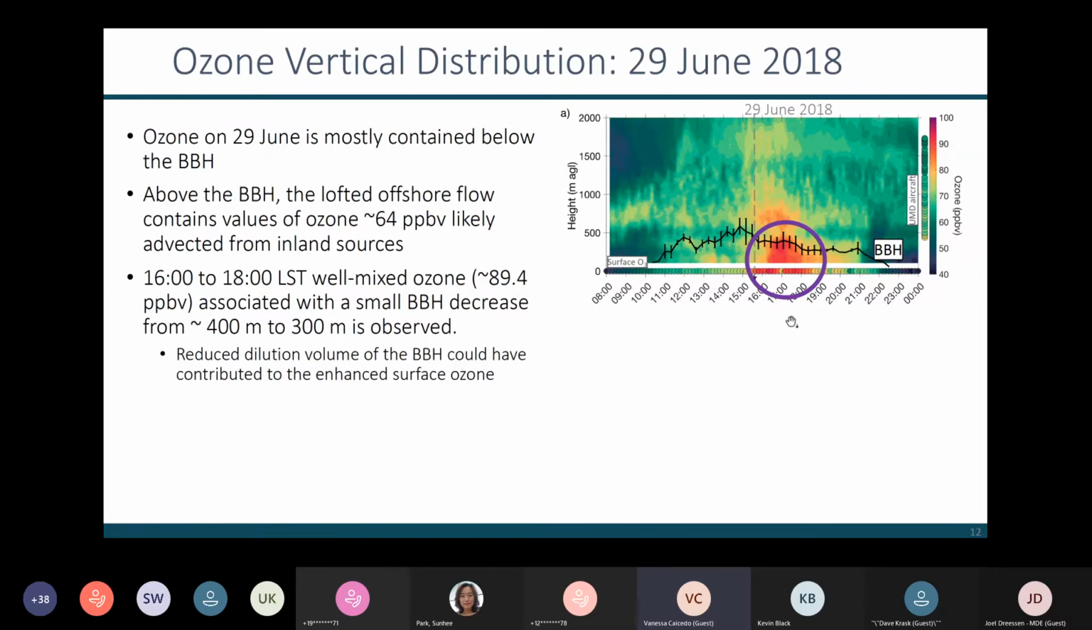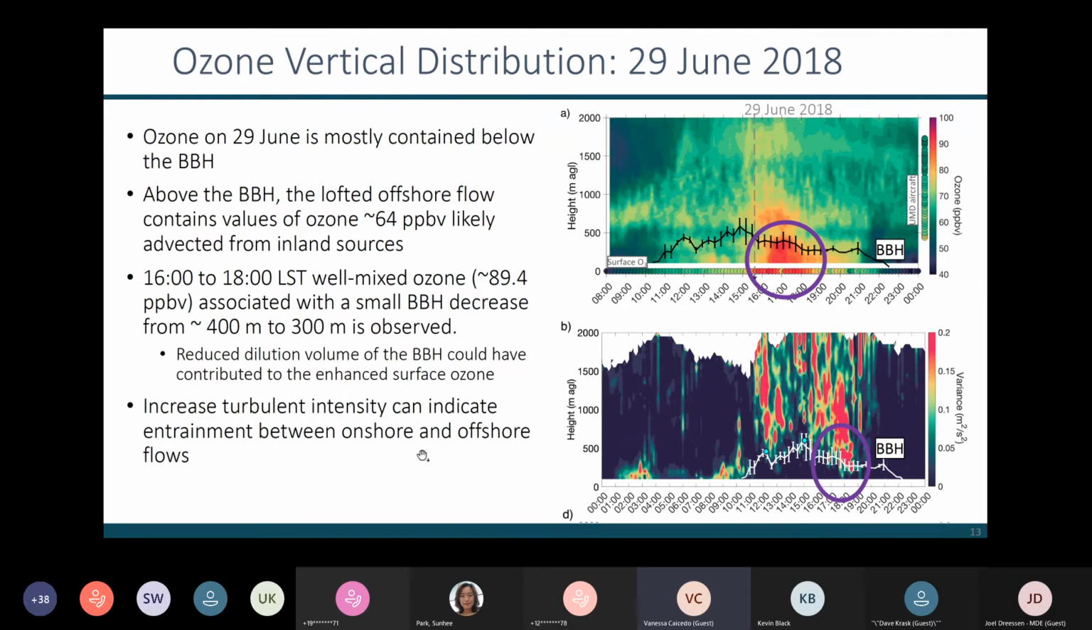Around 16 to 18 UTC, we see that the ozone is pretty well mixed through the surface through the Bay Breeze height. But we also see that corresponds to the highest surface ozone, at the time where we're actually seeing a decrease in the Bay Breeze height. So could that be an indication of a factor contributing to the high ozone? If we start reducing that volume, kind of closing that box, as John mentioned earlier, could we be enhancing our surface concentrations at this time?